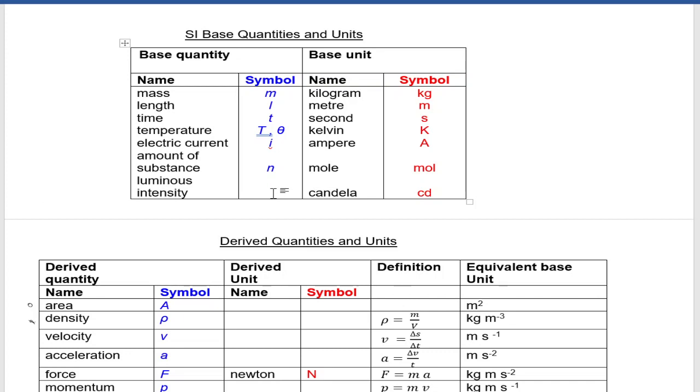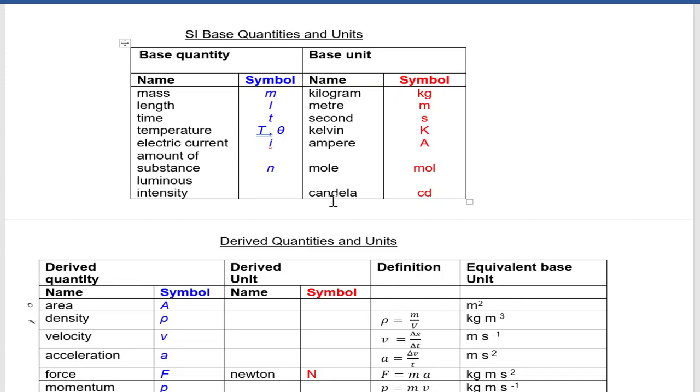Then on the respective units, we have the kilogram for mass, kg is the symbol, meter for length, m is the symbol, small m please, second for time, small s, kelvin for temperature, big K, ampere for current, then big A, mole for amount of substance, MOL the symbol, then candela for luminous intensity. So 1, 2, 3, 4, 5, 6, 7, including the candela.